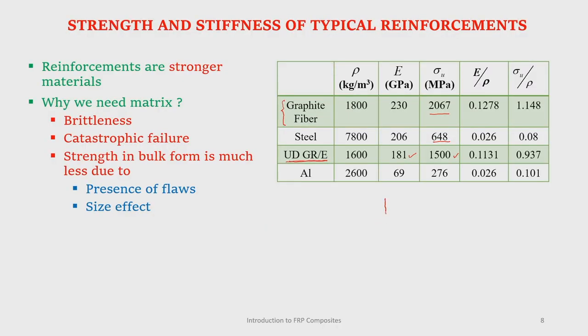Actually, in the size effect, if you see, this is the flaw size, and this is the strength. It is something like this, not to scale. So, as the flaw size increases, the strength actually decreases. This is why these fibers, which are very strong and stiff, alone cannot make a structural component, and they are mixed with the matrix to make the composites.